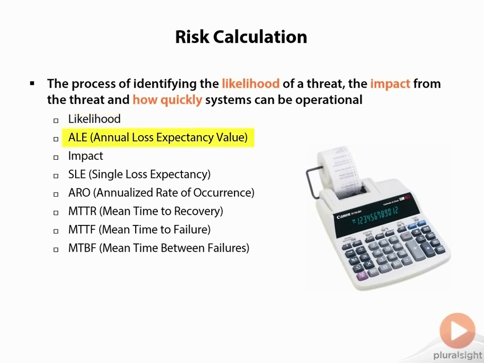The other thing is the ALE, and that's the annual loss expectancy. Basically, how much do I expect to lose throughout the year if I combine my single loss expectancy and my annualized rate of occurrence? Okay, we'll cover this in more detail in just a moment. But that's basically the total amount that I expect to lose throughout the year. And there's a kind of formula that's applied to get to that value.